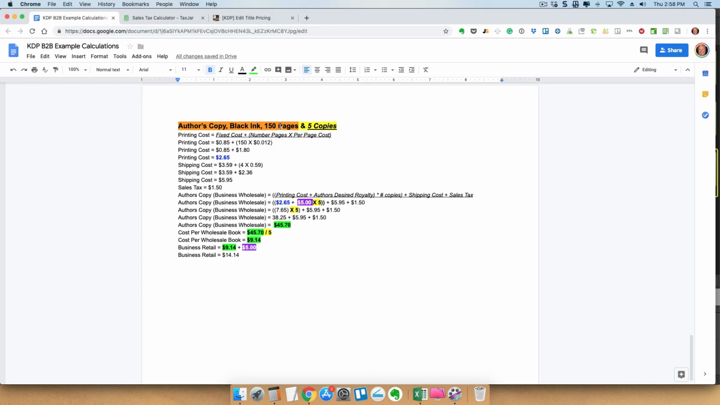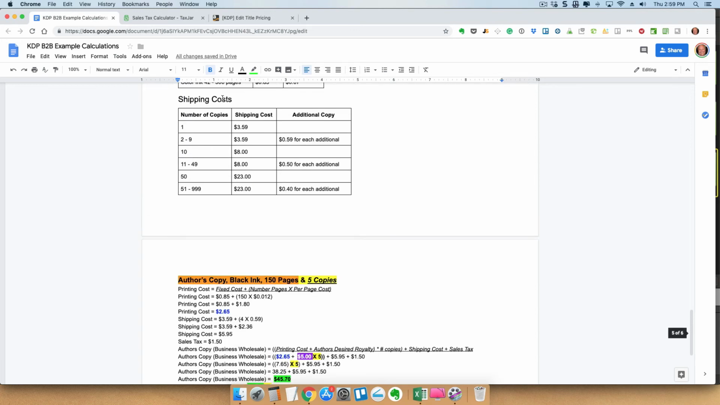We're going to do black ink, 150 pages. So again, the fixed cost is 85 cents. 150 pages times 1.2 cents comes out to $1.80. And then you add in the fixed cost. So the total printing cost is $2.65 per book, for each copy. And then the shipping costs, and we're going to use this again down a little bit further. I'll show you that. The shipping cost is what we showed before.